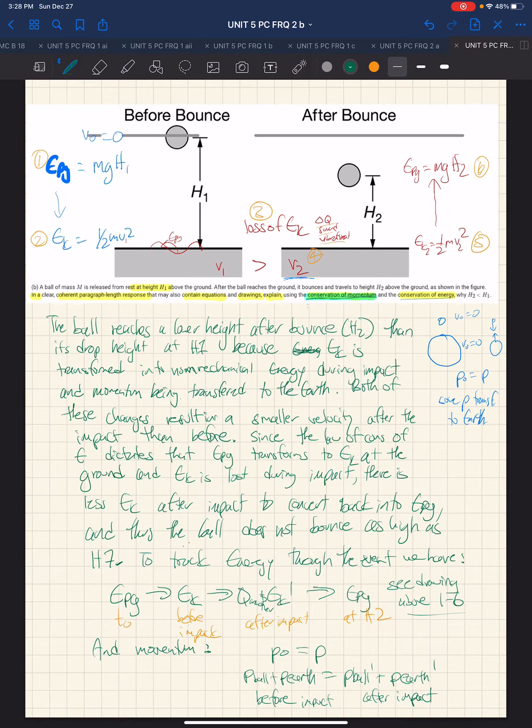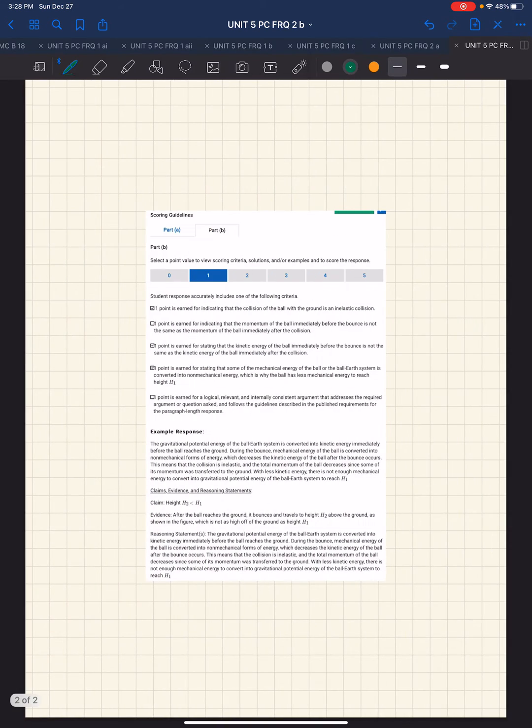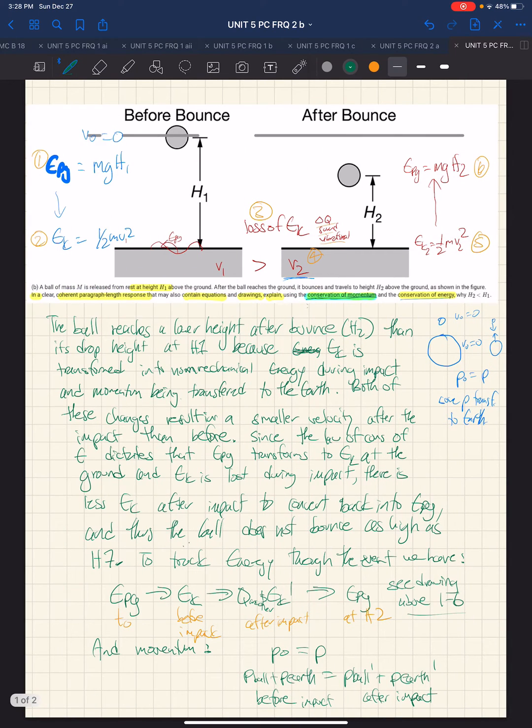And so we're now tracking the entire thing. So now we go look at the rating, and this is worth 5 points. So let's see. Indicating the collision of the ball is an inelastic collision. So we've described a loss of kinetic energy, but we didn't identify it as inelastic during impact. So probably the best way to have done that would have been to have a parentheses, energy during impact. We could put inelastic collision.